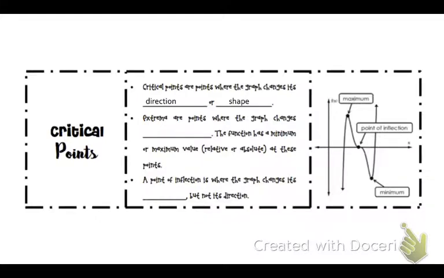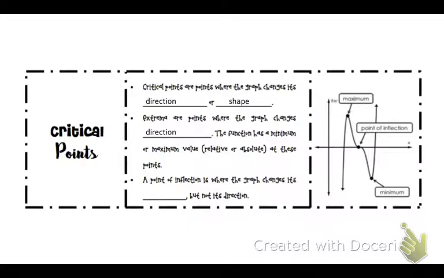So extremum are the points where the graph changes direction. Like it's going up and then it starts to go down. So that's a direction change. Or it's going down and it starts to go up. That's also a direction change. So those are your maximums and minimums, and they can be relative or absolute. And I'll talk more about that in a minute.